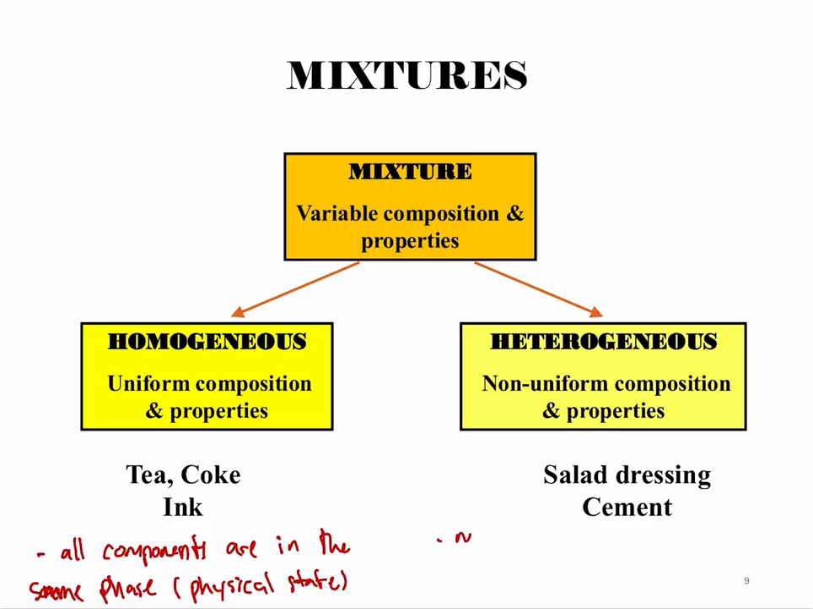Right, so these are going to not be in the same physical state. And when I say these, I mean the components of whatever is in the mixture, right? So salt water, we have salt and water together. Ink, you have ink molecules that are mixed with water molecules to actually make the ink. Tea, for example, is water with diffused particles from the tea leaves, or diffused molecules. So those are a mixture, and they're a homogeneous mixture because they all exist in the same phase. The heterogeneous mixture, they're not in the same phase.